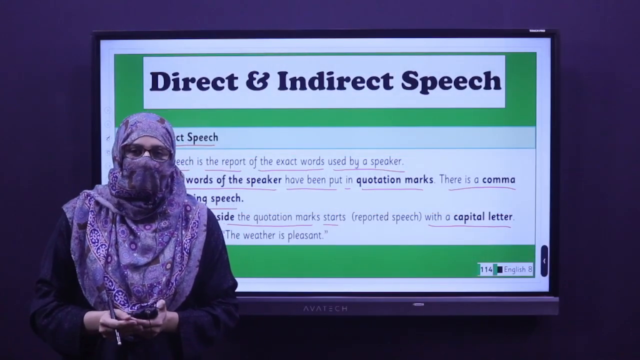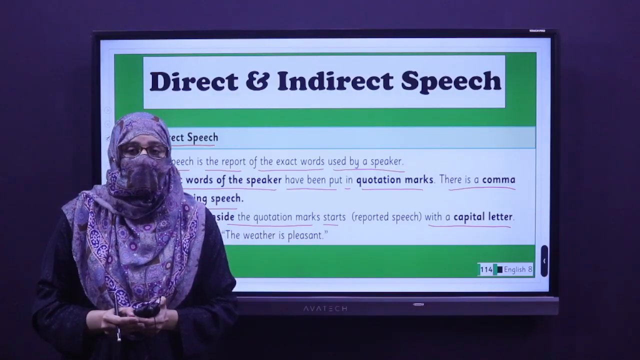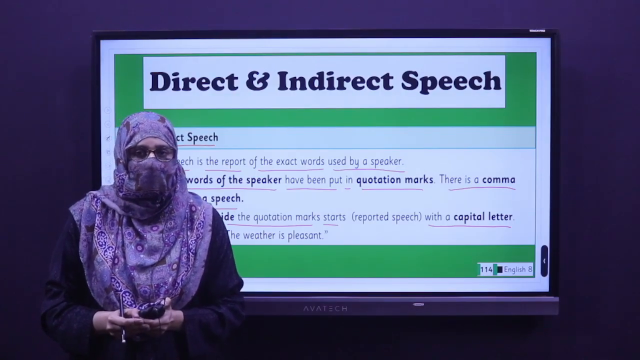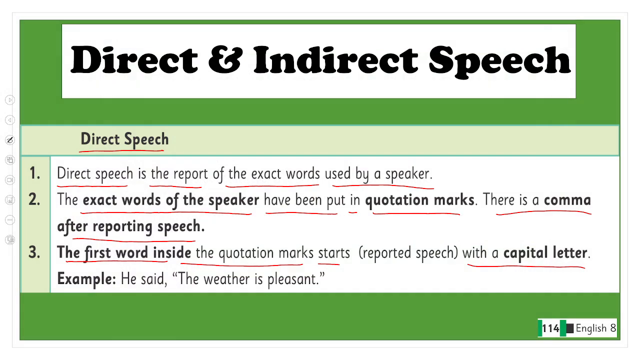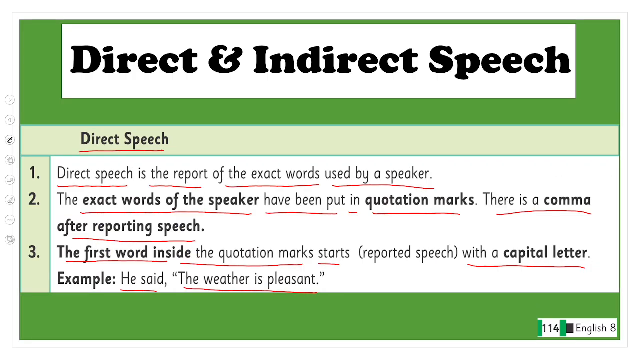So, we are going to learn about the direct speech. Direct speech क्या होती है, ठीक है? एग्जाम्पल से इसको हम मजीद समझने की कोशिश करते हैं. He said, the weather is pleasant. You can see that in this particular example, this is the reporting speech and this is the reported speech.